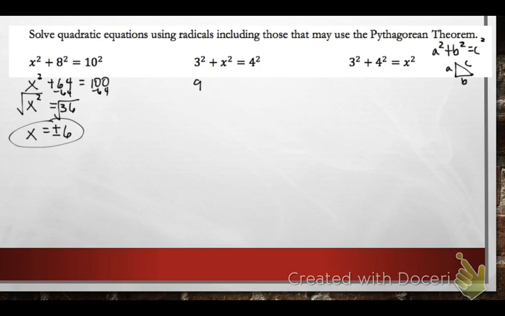In our next problem, let's do virtually the same thing. Let's square our 3, which is 9, and our 4, which is 16. And then let's get the x squared by itself. So we have 16 minus 9 is 7. And then we'll take the square root of both sides, so that'll be x equals, and I want the positive and the negative, square root of 7.